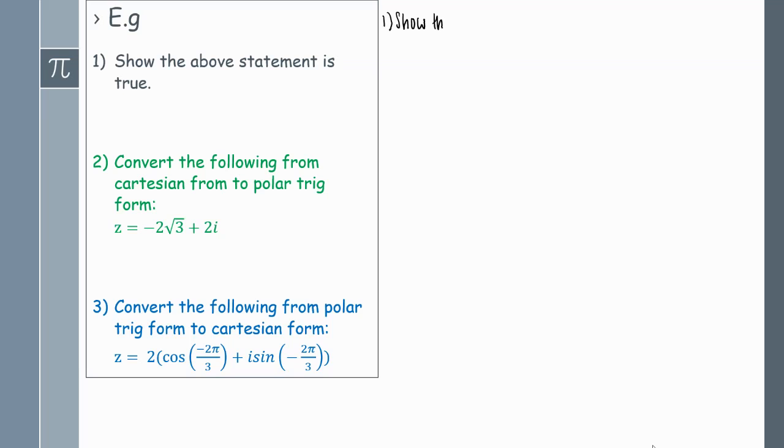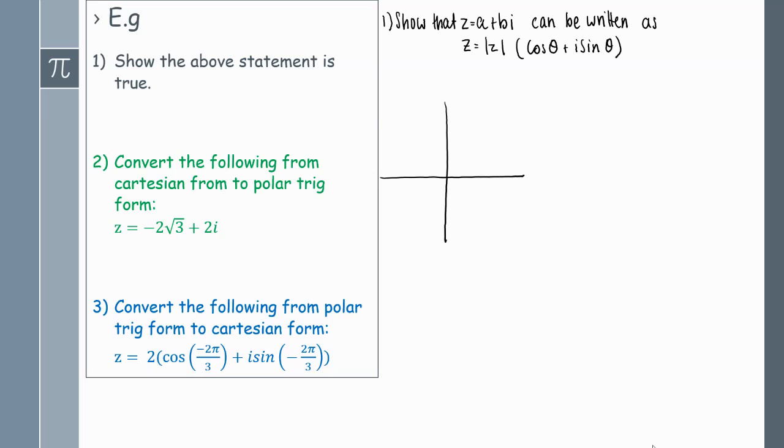So for the first question, we've got to show that you can actually write z equals a plus bi in the form that z equals the modulus of z times cos of the argument plus i sine of the same argument. Let's just draw in our Cartesian complex number a plus bi. I'm just going to let this be an arbitrary point here. We know that a is the distance across the real axis and b is the height on the imaginary axis of this point.